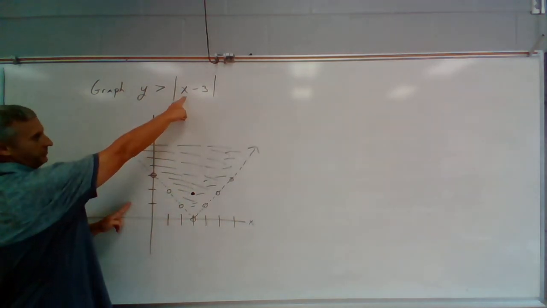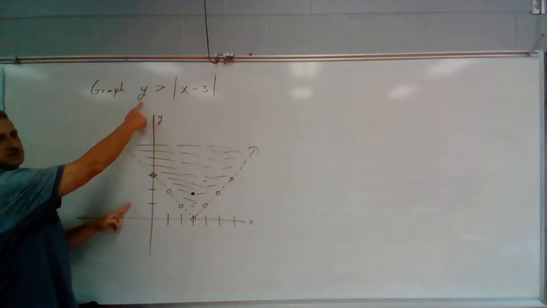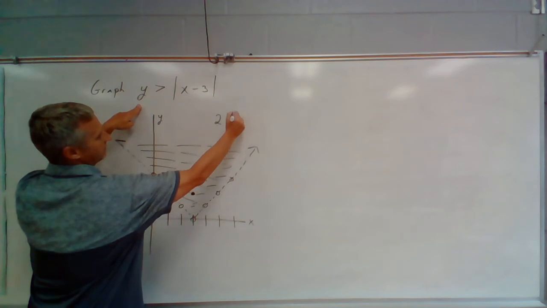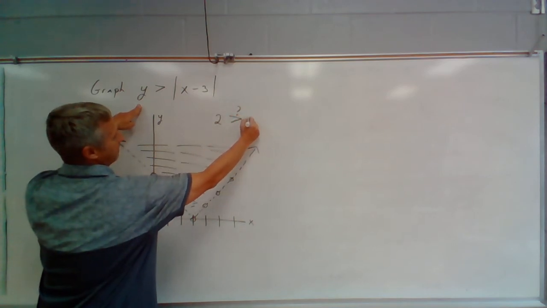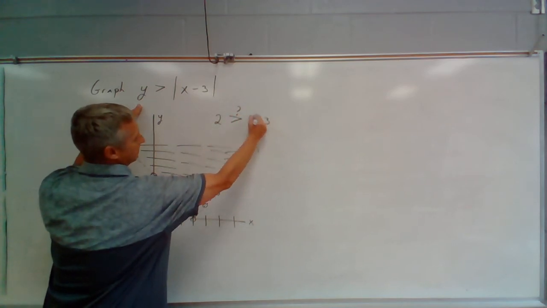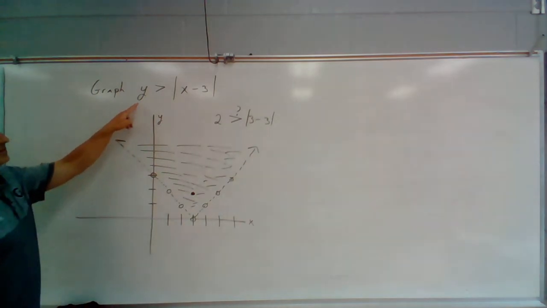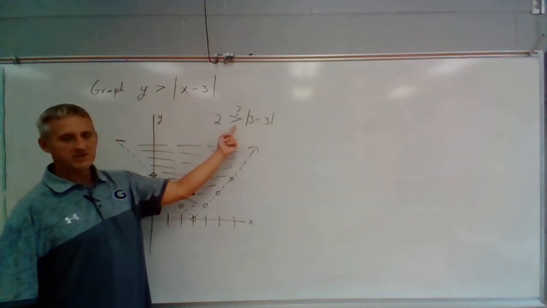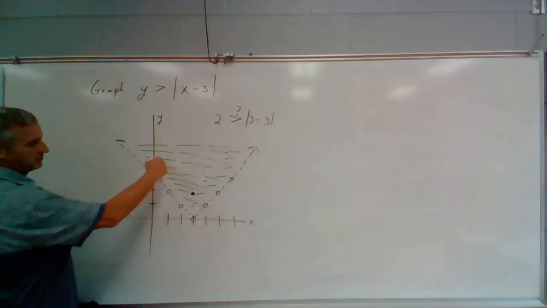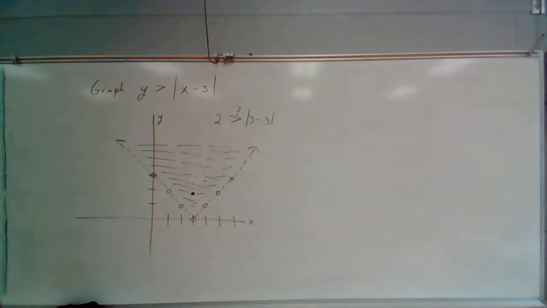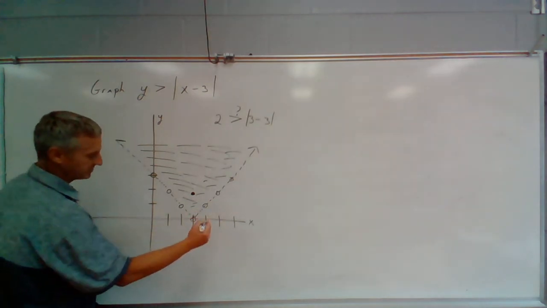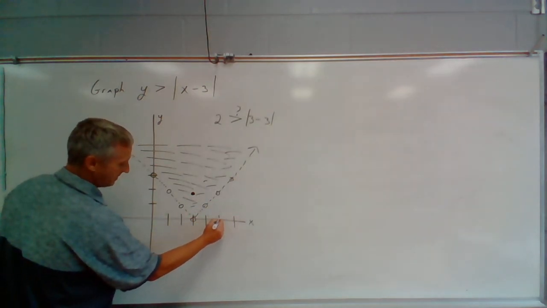So is 3, 2 a solution to this inequality? If I plug 3 in for x and 2 in for y, is that true? Is 2 really greater than 3 minus absolute value of 3 minus 3? So 3 minus 3 is 0, absolute value of 0 is 0, and 2 really is bigger than 0. So all these points are solutions. Let's check and make sure the points out here are not solutions. So I'm just going to pick one. Let's say this point.